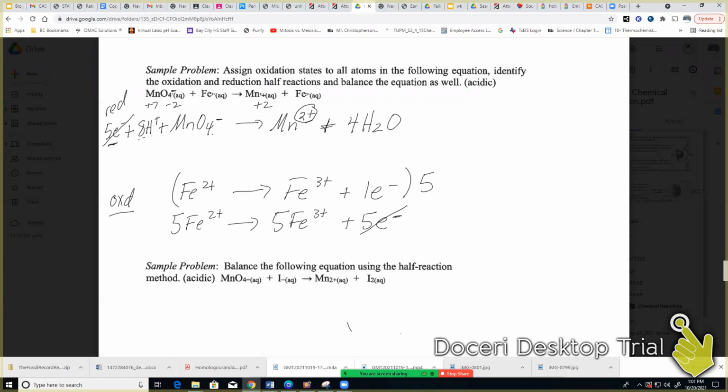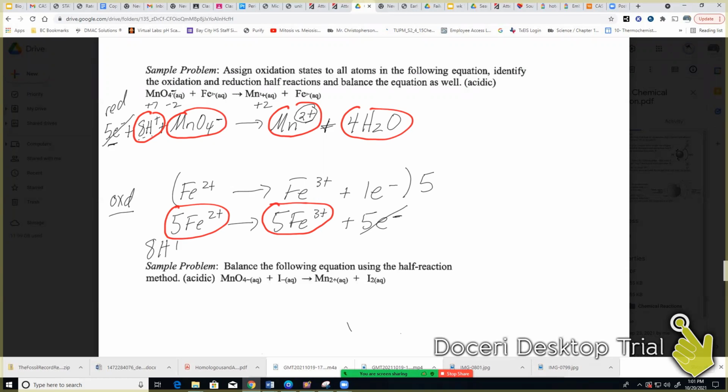And now I'm ready to put it back together. Sometimes I kind of circle everything I have left so I won't miss anything. So now I'm going to put them back together. I'm going to have 8H+ plus MnO4- plus 5Fe2+. Now on my product side, Mn2+ plus my 4 waters plus 5Fe3+. And that would be my final balanced equation.